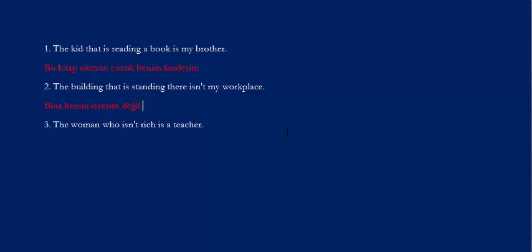Now which building? The one that is standing there. So stand is the verb, and there is the adverb, whatever. So it's going to come before the verb. So it's going to be orda. And stand is durmak. Durmak also means to stop, by the way, in different contexts. So durmak, dur en or an. For durmak, it's going to be an. Orda duran bina benim iş yerim değil.